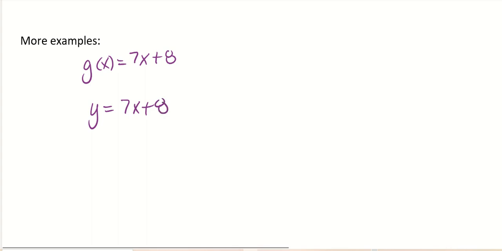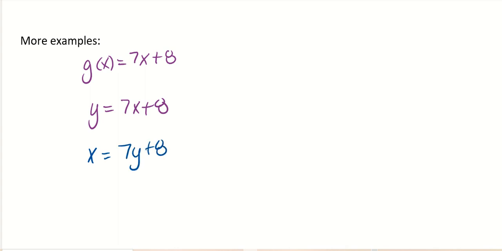All right, so if we do another example, let's say g of x equals 7x plus 8, and we want to find its inverse. Well, again, whether it says g or f, we are going to replace that with a y. And so y equals 7x plus 8. So that's our step 1. Step 2, we interchange our x and our y. So this will be x equals 7y plus 8.